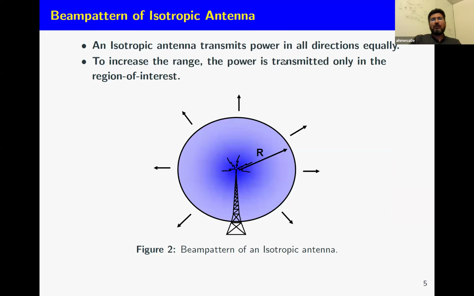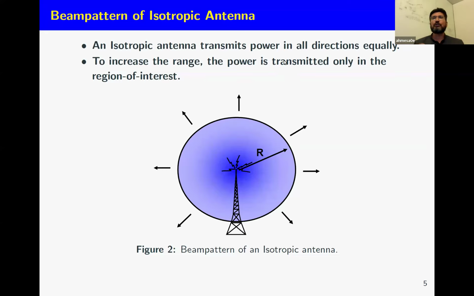Now, why do we use the concept of MIMO to achieve the beam pattern? Why is it important? I think we will start from the isotropic antenna. If you have an isotropic antenna, it transmits power in all the directions. For communication, that is okay.